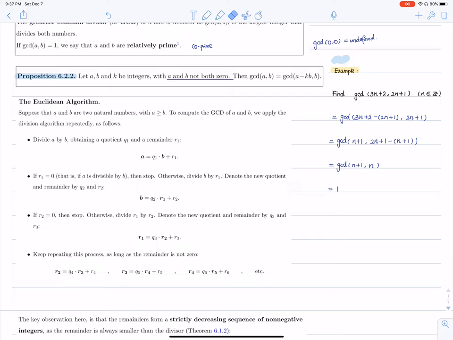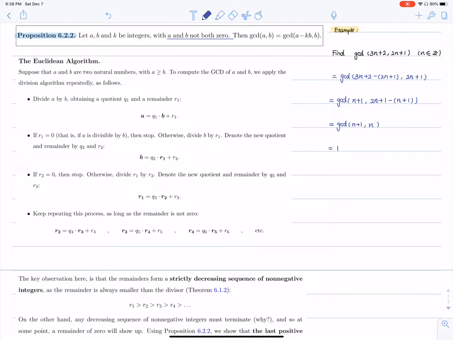Okay, example here. We need to find GCD of 3n plus 2 and 2n plus 1, where n is some natural number, no, not natural, integer. So we can apply this proposition. This equals GCD of 3n plus 2 minus the second number right here, and 2n plus 1. And 3n plus 2 minus 2n plus 1 equals n plus 1. So we apply this proposition again. We have GCD of n plus 1 and 2n plus 1 minus n plus 1.